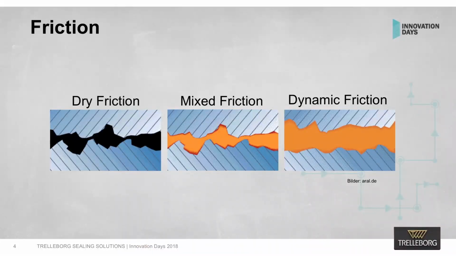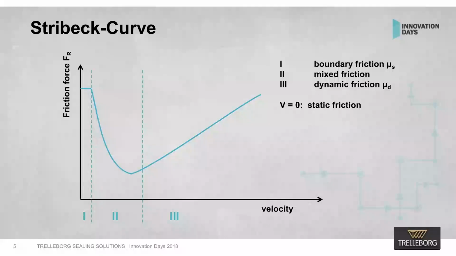What's it about? We all talk about friction. We have dry friction, mixed friction, and dynamic friction. For sure, what we all love is the dynamic friction. But if we begin a movement, we need the change from static and mixed to dynamic friction. Looking into the Stribeck curve, you have the boundary friction in area 1, the mixed friction in area 2, and then we like to have the dynamic friction in area 3. We have the friction force over the velocity, and when the velocity is 0, then we have the static friction. So far it's simple.